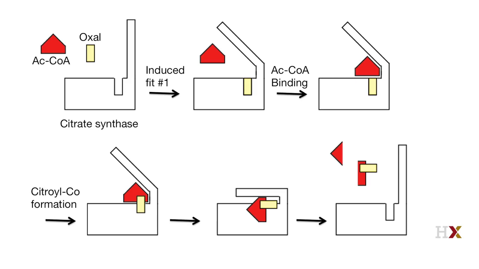Once this reaction intermediate is formed, you have now a second change of conformation, the second induced fit, that leads to the repositioning of catalytic residues that can now trigger the hydrolysis of the acetyl group and its transfer to oxaloacetate. Finally, citrate and coenzyme A will be released.